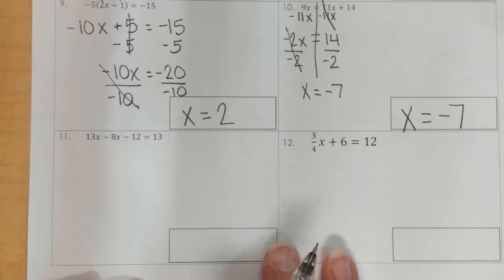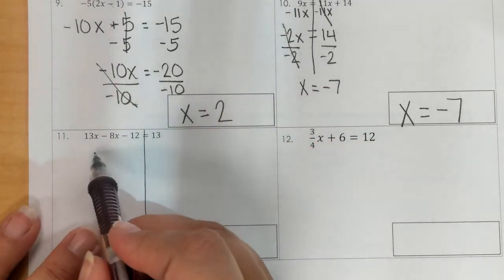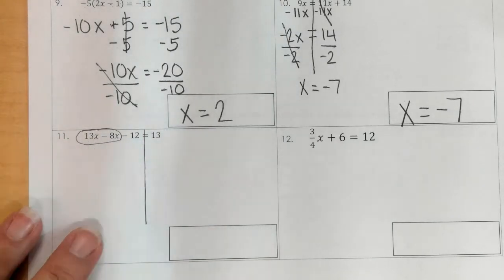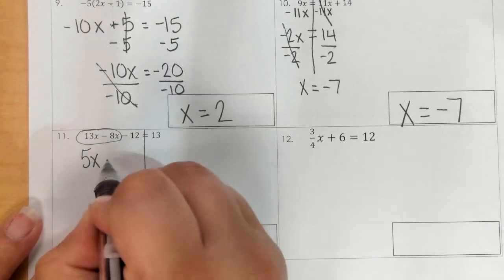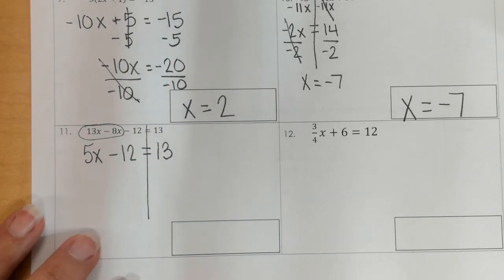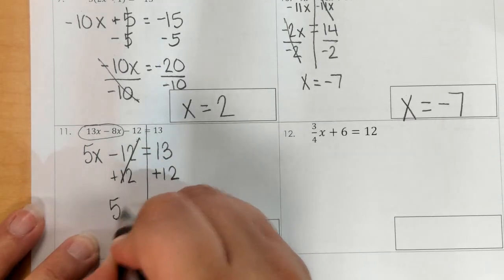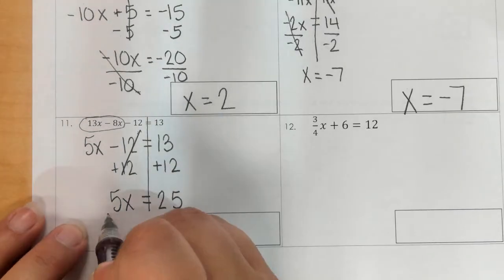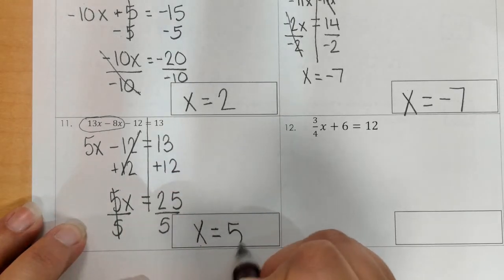All right, in number 11, we have variables on the same side. So on this side of the equation, these two are on the same side. I just combine them together. So 13 minus 8 gives me 5x minus 12 equals 13. I add my 12 over. I get 5x equals 25. Lastly, I divide by 5, and x equals 5.